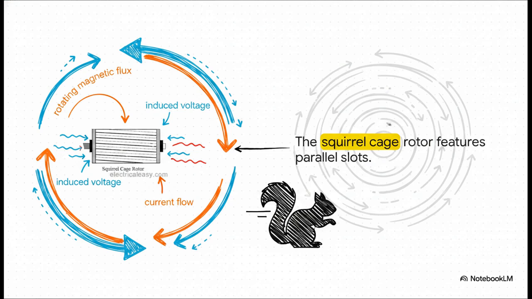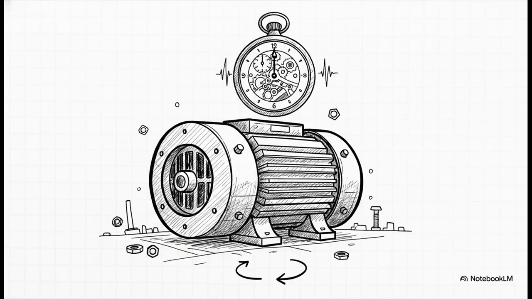This permanent game of cat and mouse is known as slip. The rotor absolutely must spin slightly slower than the magnetic field so it can keep cutting those flux lines, otherwise the induced current would just drop to zero. So while they are incredibly robust and super reliable, this necessary slip does mean induction motors take a slight dip in electrical efficiency. The other major player in the AC motor world is the synchronous motor.